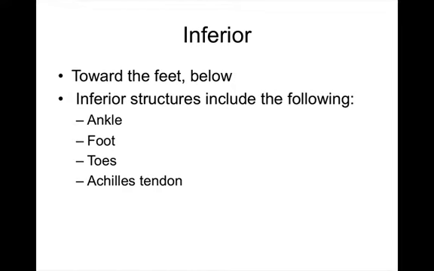So then we can talk about inferior. Inferior is toward the feet or below. So as related to the rest of the body, these are inferior structures. For example, the ankle, the foot, the toes, the Achilles tendon. And the Achilles tendon, for reference, is how the calf muscles attach to the ankle. So you probably already know where that is, behind your ankle essentially. So as related to the rest of the body, here are some examples of inferior structures, and I'm sure you can think of other examples as well.